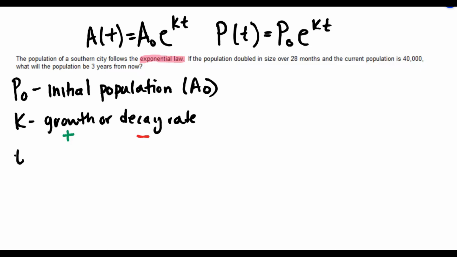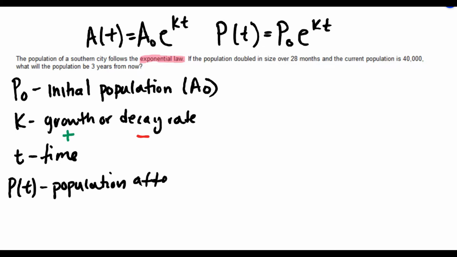Then we have t, which is our time. And we can use any unit of time, months, days, years, whatever suits our problem. And then we have our P of t, and that's going to be the population after time. And that would be also, if you're using the A's, A of t. So that's going to be the amount you have after a certain period of time.